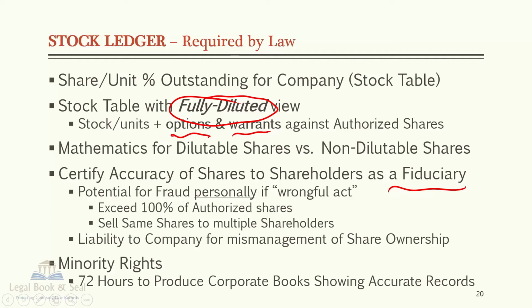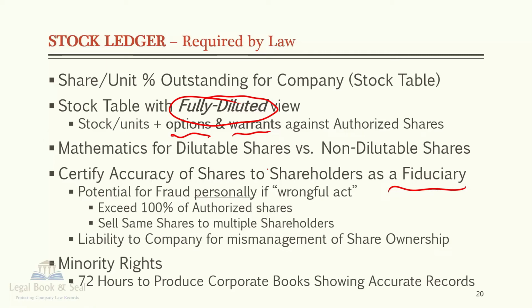And of course, minorities have rights. One of the things they have the rights to is within 72 hours, they can cause you to produce the corporate books showing the accurate records of these fiduciary duties for all of these shares. Imagine trying to make that up in the middle of the night. Gets to be real fun.